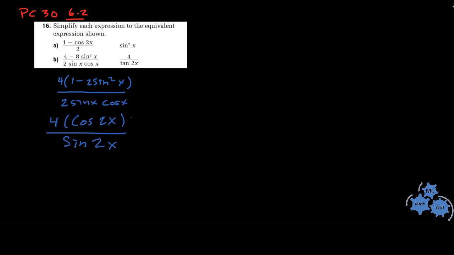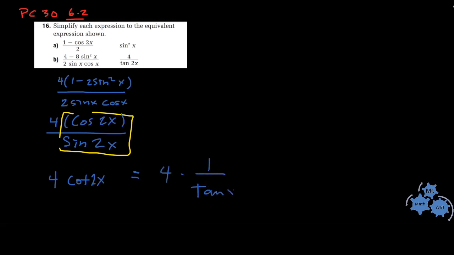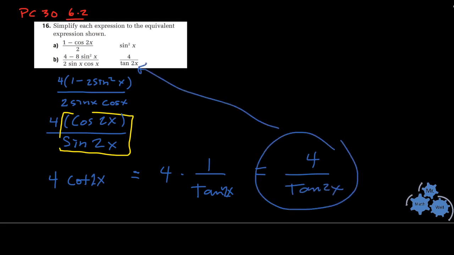Okay. So now what you can focus on here is you see that you have a cos over sine of the same quantity here. So that can be rewritten as 4 times cotan of 2x. And we know that cotan is 1 over tan. So that's 4 times 1 over tan, sorry, you have 2x. And so finally, you can rewrite this as 4 over tan 2x. And that's what you were trying to get that to look like.